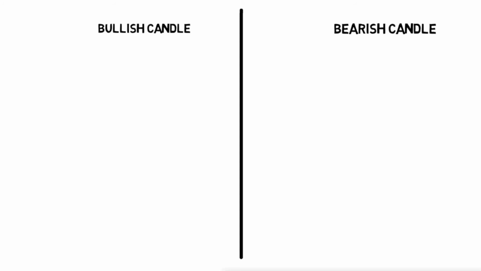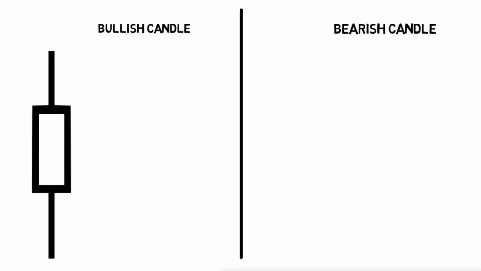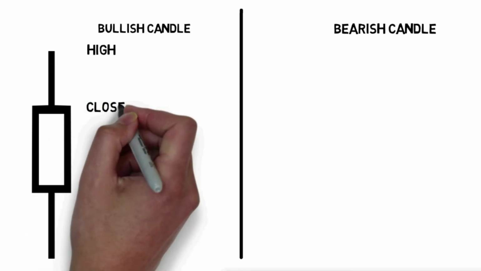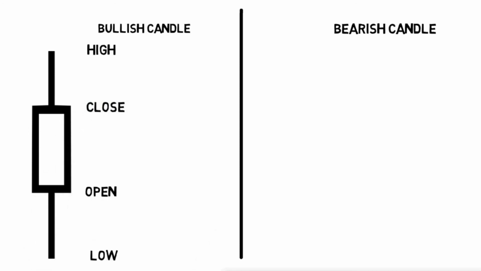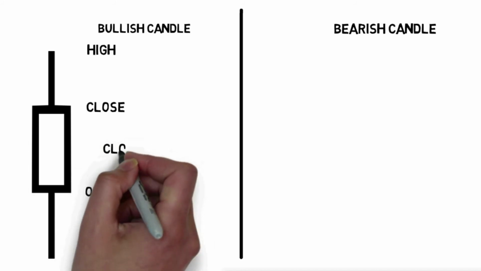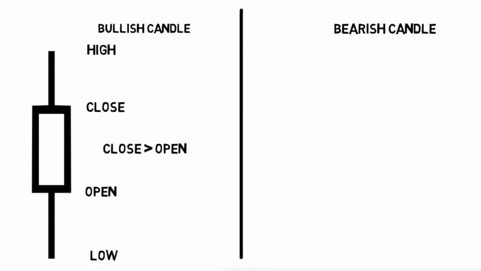Of course, both look identical. The only change is the open and close positions. In bullish candle, the upper part is high and the lower one is low. The lower part of the body is open and the upper part of the body is closed. Another way of seeing, if close is higher than open, it is bullish candle.